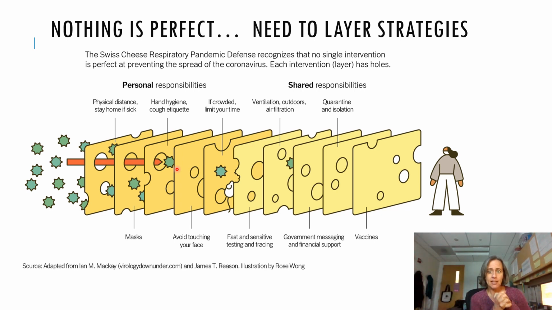So there's this idea that by layering many different types of strategies, many different types of barriers, right, by doing distancing and masks, for example, you can have a greater impact on reducing somebody's risk of exposure. So barriers is tool number 1.